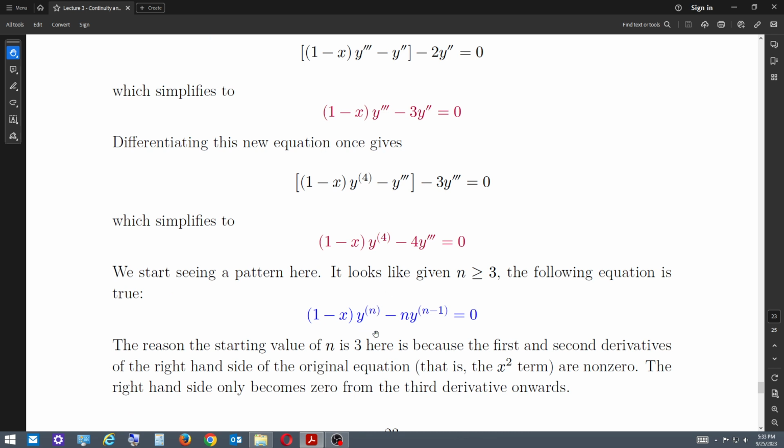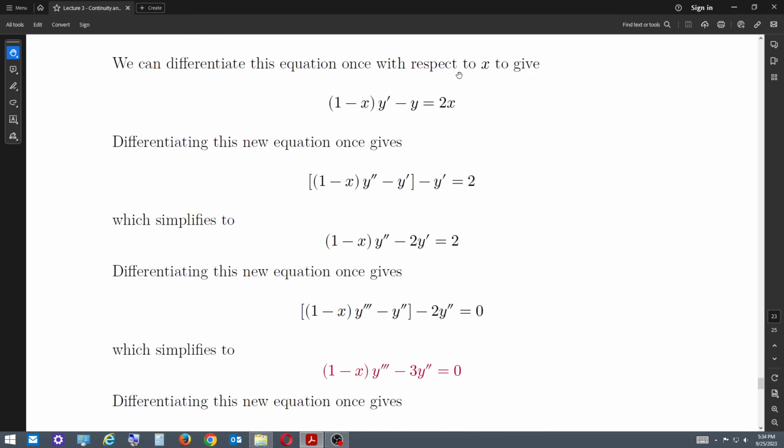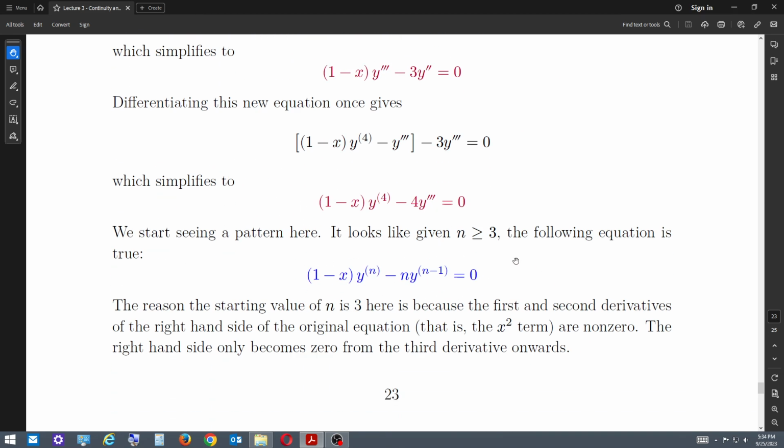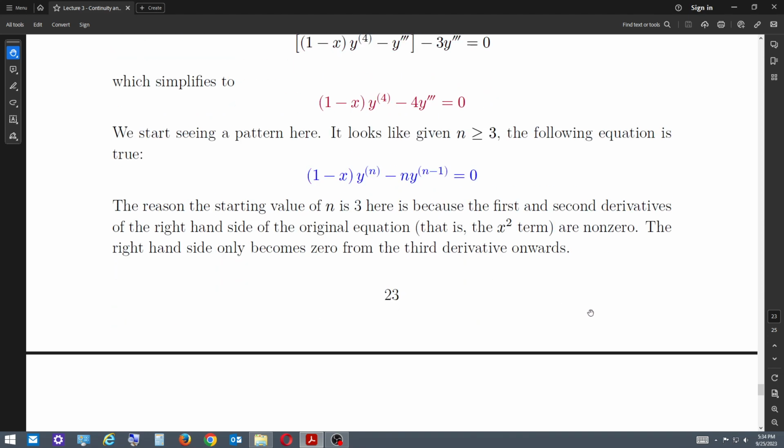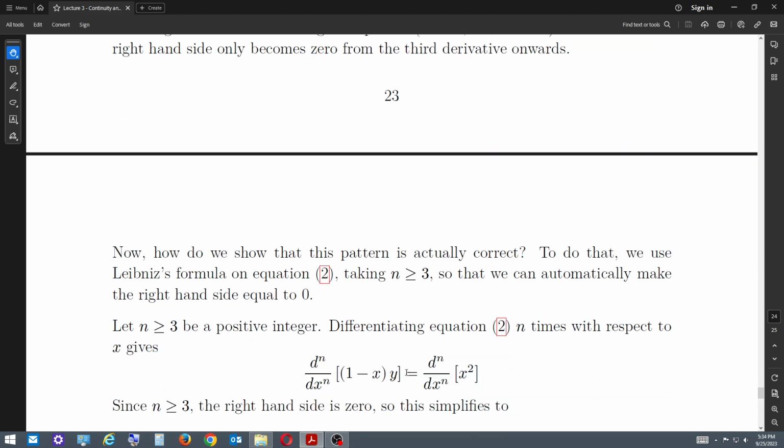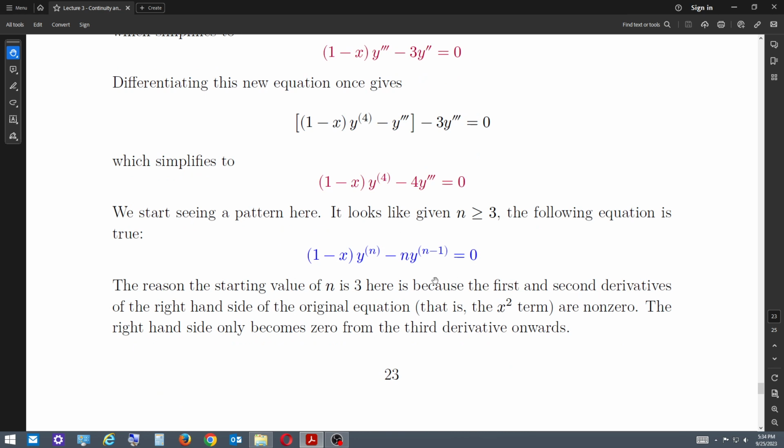So it looks like if you were to differentiate the equation n times, as many times as you need, then for n greater than or equal to 3, this equation is true, as long as y satisfies the original equation. The reason why we start at 3 is because we want the right-hand side to not have a non-zero number, so we need to differentiate at least 3 times.